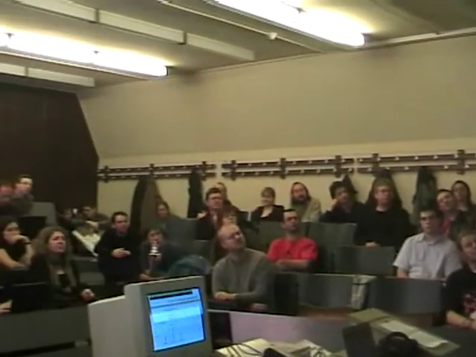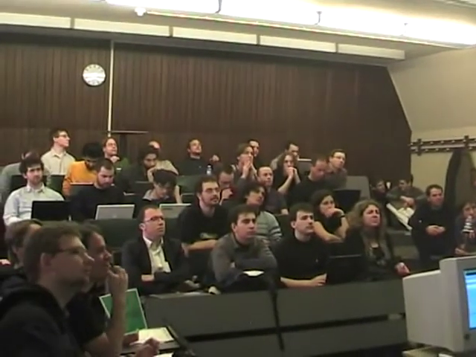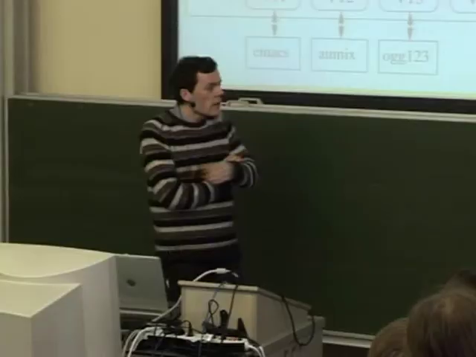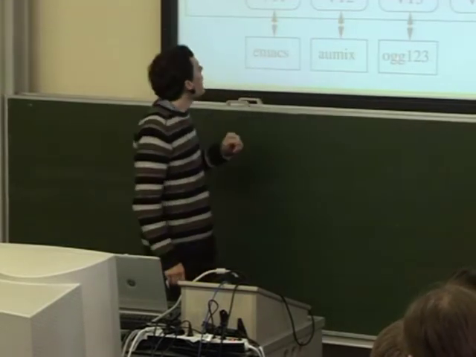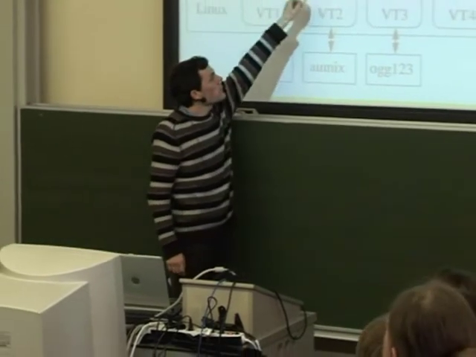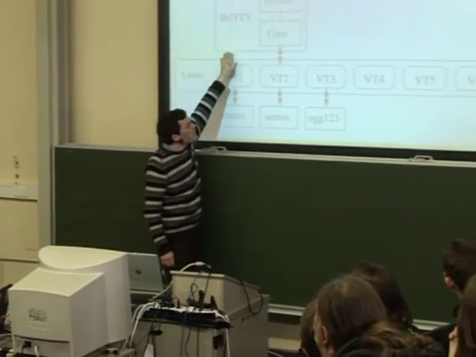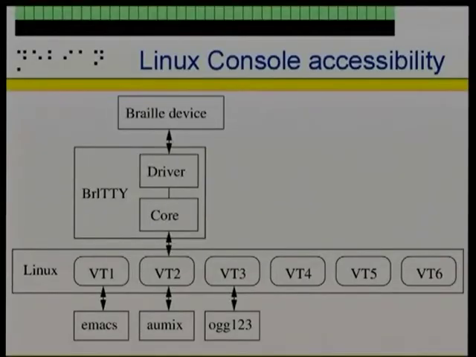Well. Other questions? No? So the very technical part. First, the Linux console accessibility is relatively simple. So you have Linux here with all the applications running on different VTs. And the Linux kernel has an interface so that a daemon, for instance BrlTTY, can just read what is displayed on the screen and then show it on a Braille device or speak it through synthesis. So it's quite simple that you can just review the screen.